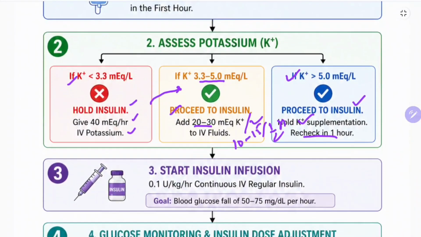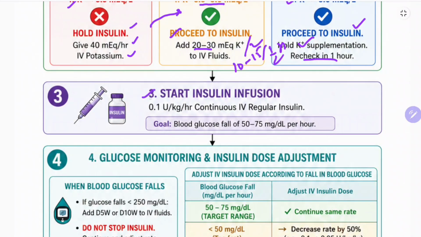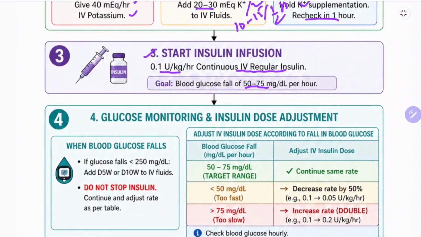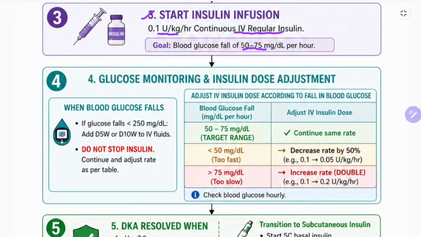Recheck in 1 hour. After that, start insulin infusion, 0.1 units per kg per hour, continuous IV regular insulin. Blood glucose should fall 50 to 75 milligram per deciliter per hour. Now, after starting insulin, you monitor glucose, pH, bicarbonate, potassium, all these things. Okay. Glucose monitoring and insulin dose adjustment.